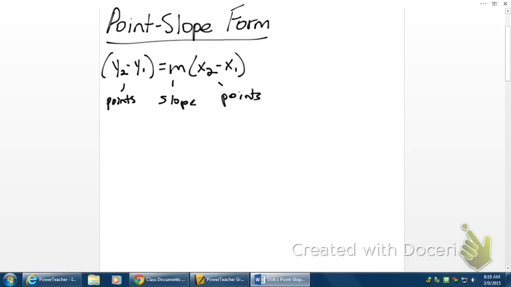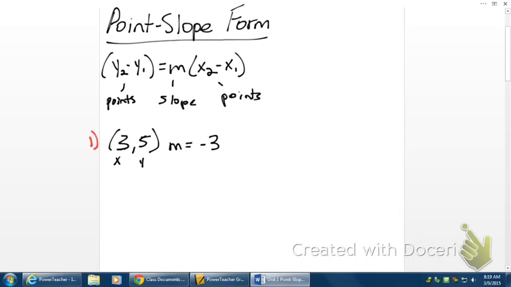So let's say, now typically they're only going to give you 1 point, which is okay. So let's say we have a point of 3, 5, and a slope of, I don't know, -3. Let's say I want to put this in point slope form. Well, you really don't have to simplify it. The only thing you would have to do is just plug in your x and your y. Okay, so that's my x and that's my y.